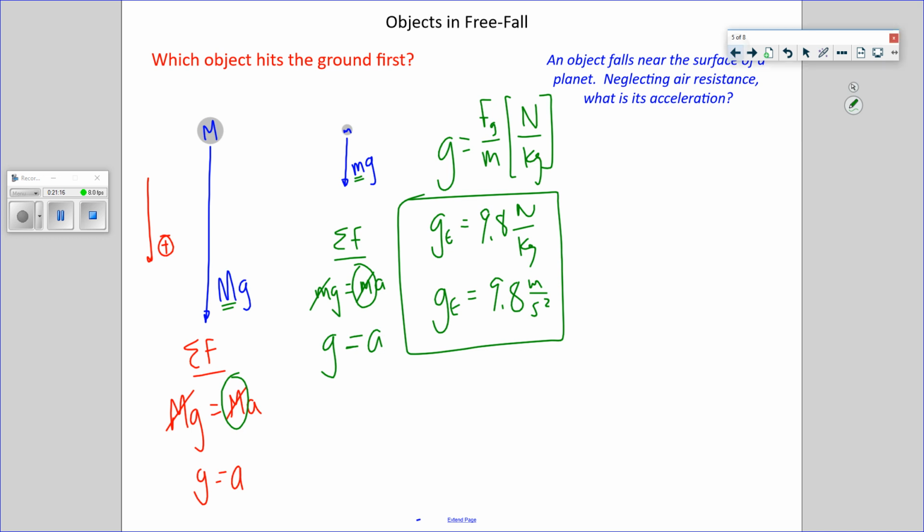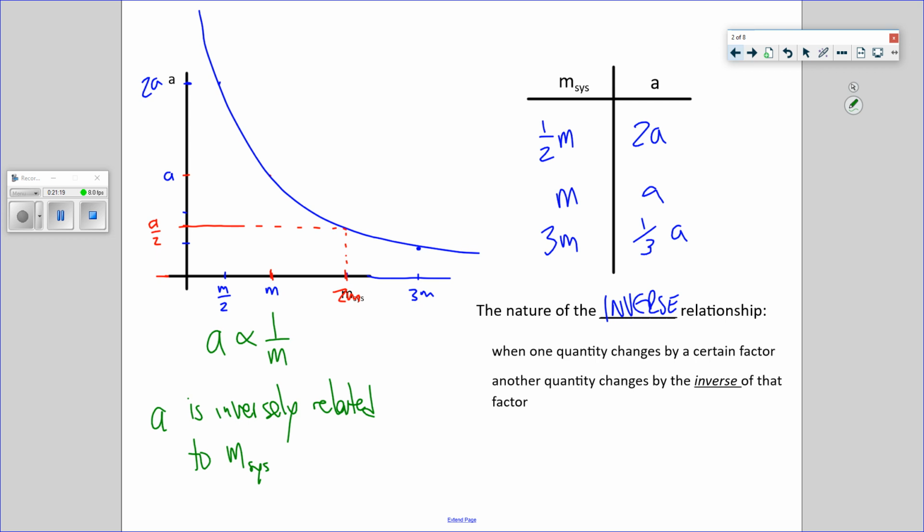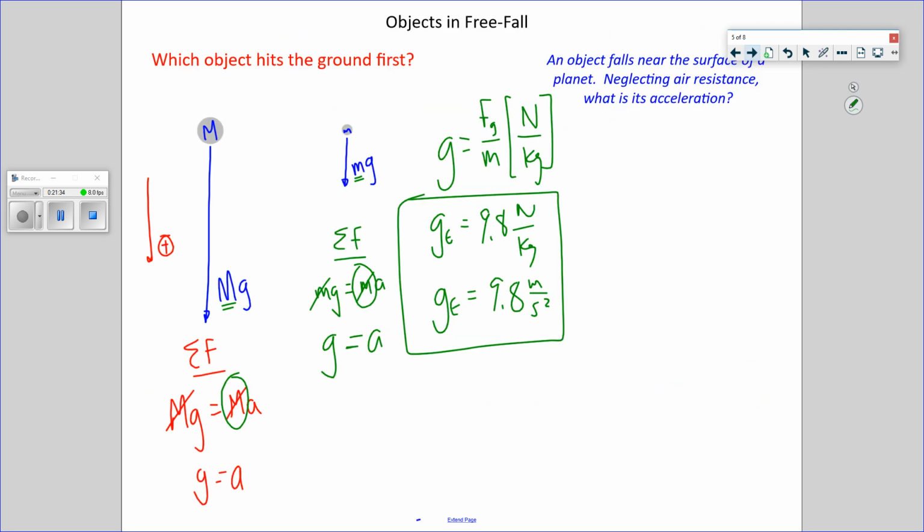If we go back a few slides, we said objects with larger masses have proportionally smaller accelerations. Right? Larger mass, smaller acceleration. We have larger mass, more force, but smaller acceleration, and we end up with the same thing. Less mass, but proportionally more acceleration, so the same acceleration. So objects in free fall will fall at the same exact rate regardless of their mass.